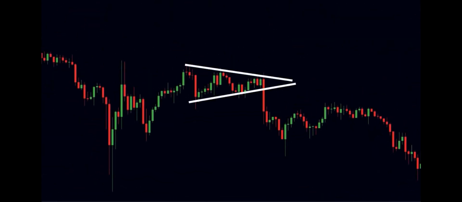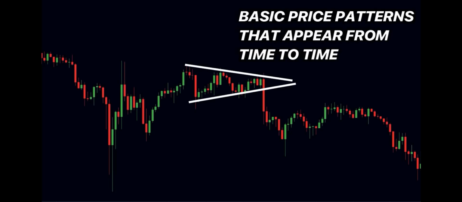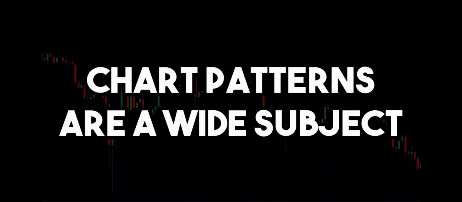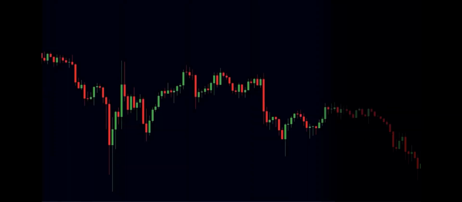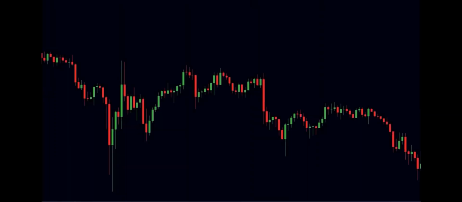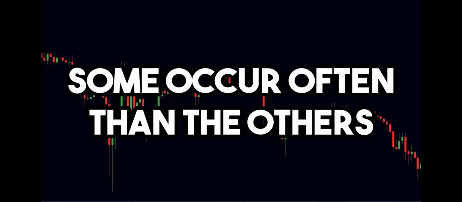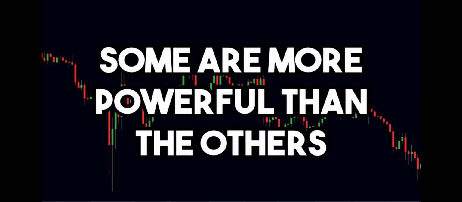So, chart patterns are basic price patterns that widely appear on almost every asset from time to time. There are a lot of profitable traders that solely focus on chart patterns for their trading decisions. Chart patterns as such are a wide subject. Just like indicators, there are thousands of chart patterns. Some occur more often than others. Some are more powerful than others.